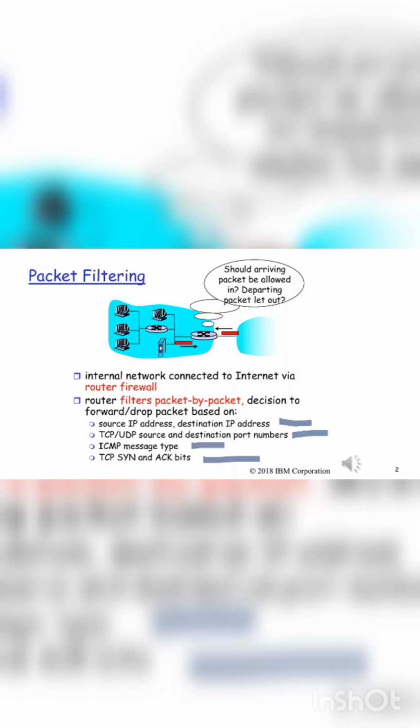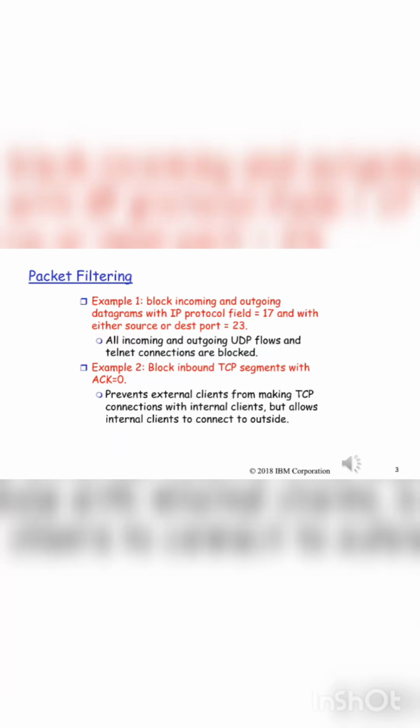Let's take a look at a couple of examples of packet filtering. So in example 1, we're going to block incoming and outgoing datagrams. Those are the IP blocks, with IP protocol field 17, and either a source or a destination port of 23. So effectively, in this one, we are blocking all UDP flows and all telnet connection flows at the enterprise edge. These are good security protocols, and this is generally a great application of firewalls to enforce a security policy.